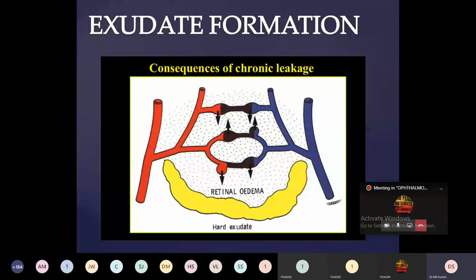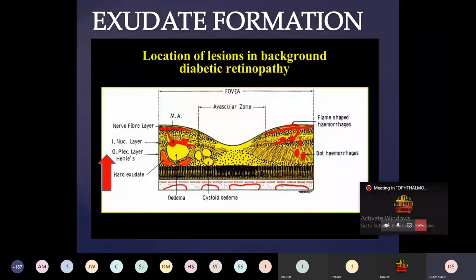This is a diagrammatic representation of what happens later, that is retinal edema formation. Consequences of chronic leakage lead to retinal edema, and finally it can also lead to hard exudates. You must know the level at which the hard exudates are present. The red arrow shows the level, that is the inner nuclear layer and outer plexiform layer, the layer in which the exudates are found. They are round and regular hard exudates.